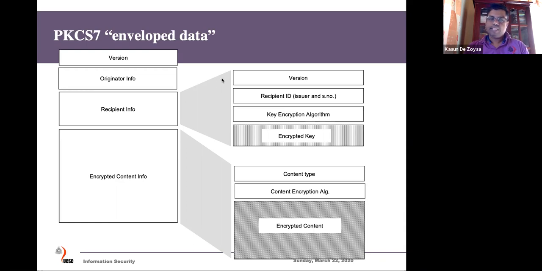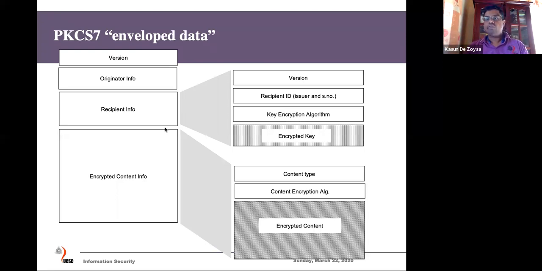Obviously, in order to create this data structure, the sender should have the public key of the recipient. So the sender should obtain the public key of the recipient first. Using that public key, he encrypts a session key and puts it into this field. And he mentions which algorithm he used to do so, which may be a public key cryptography algorithm. All together, we call this the recipient information field. So that is put in there.